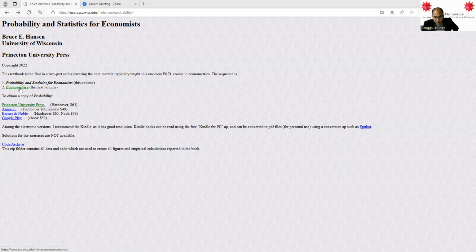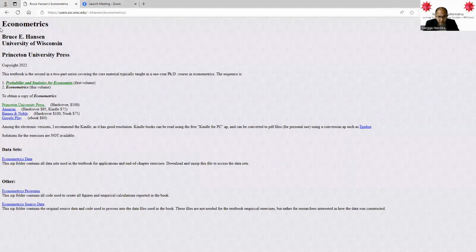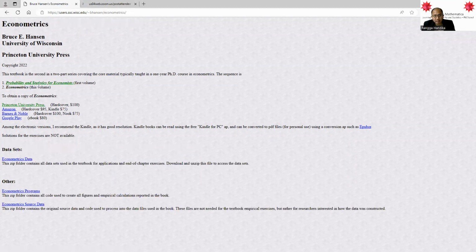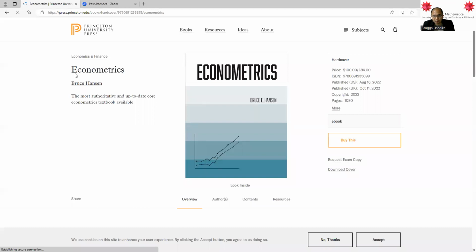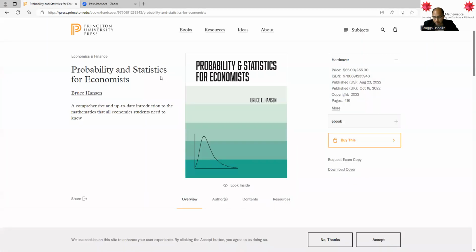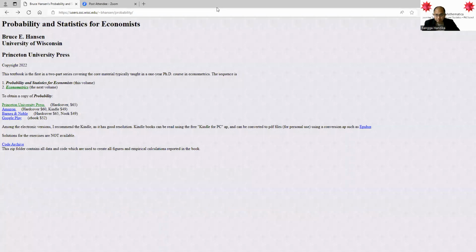Okay, the second one is the econometrics, and of course they have the code to report in the book for the probability and statistics book as well as the econometrics. They also have data, programs, and sources. Of course, both books are published by Princeton University Press, which is again reputable. So that's why I believe the quality is quite good for the books published by Princeton University Press.